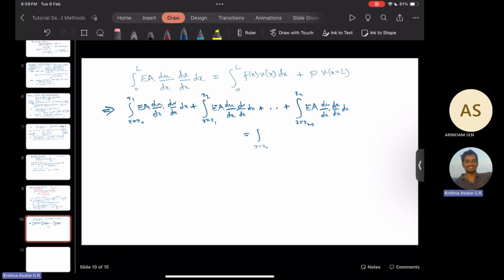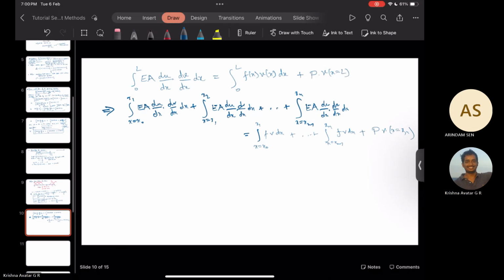Likewise for the term on the right as well, we'll have x is equal to x naught to x1 of f into v dx, plus the same thing, x is equal to xn minus 1 to xn of f v dx. And for this term, we'll just have p into v at x is equal to xn, right? This is what we have done now.